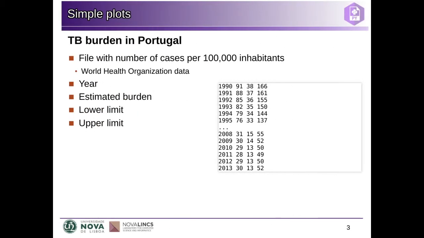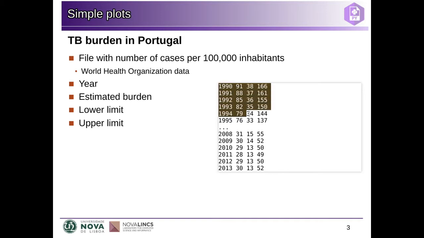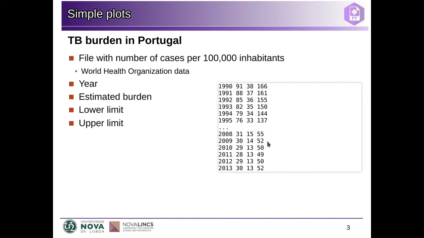So let's start with a simple plot. Suppose that we have this file, which is just a simple set of numeric values. Sometimes we have these kinds of very simple files, which has the tuberculosis infection burden in Portugal for different years, starting with 1990, in number of cases per 1,000 inhabitants. So this is the year, this is the estimate of the tuberculosis burden, and these are the extremes of the confidence interval, so the lower bound and the upper bound for the estimate. And we want to plot this data.